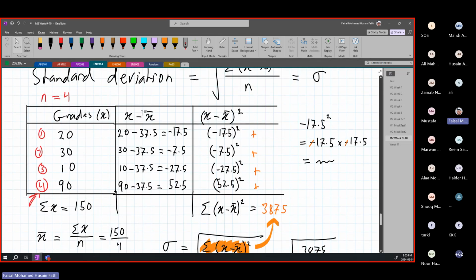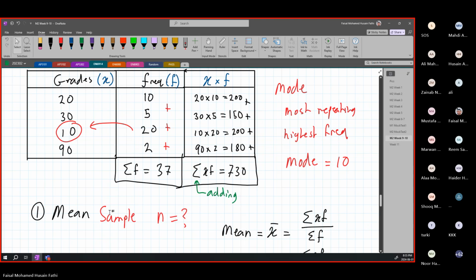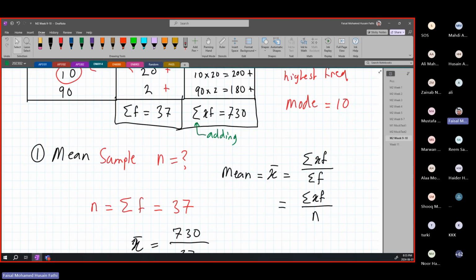Make sure that you are taking care of your signs. Make sure you know how to find your mean. This is the most important thing. If you cannot find your mean, then you're going to have a very hard time with the statistics part. All right.